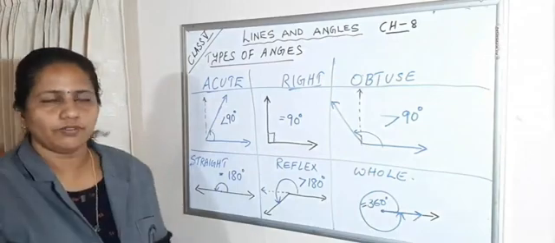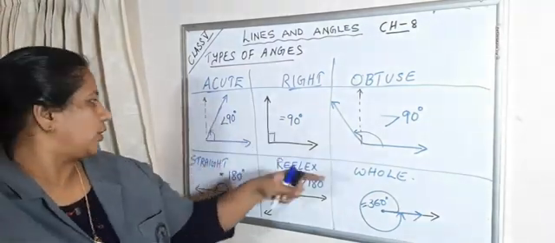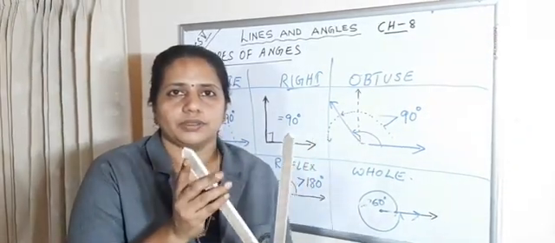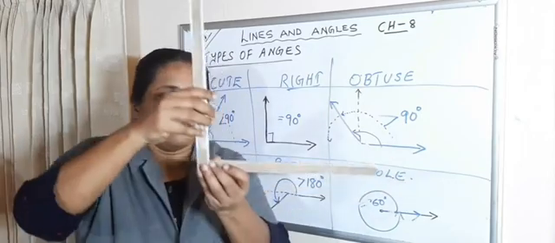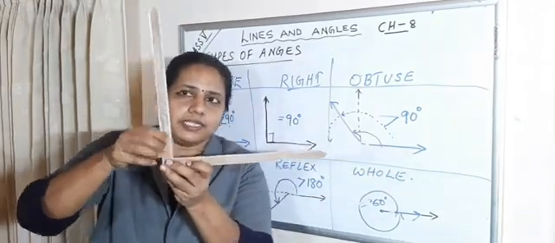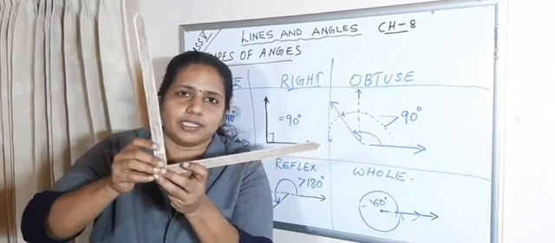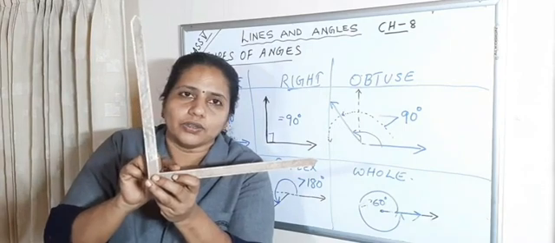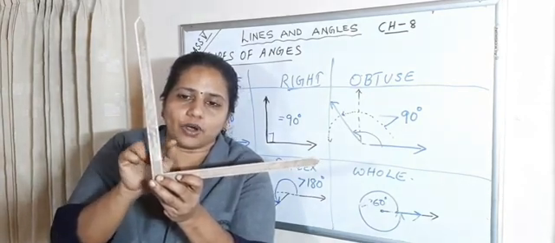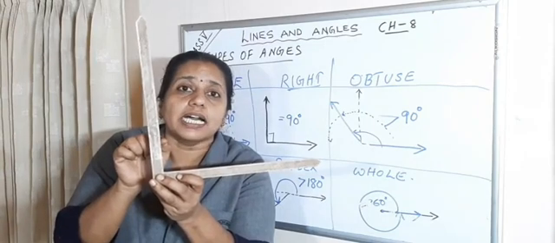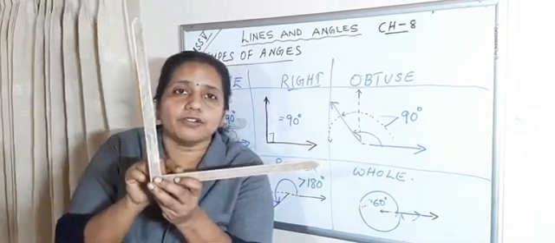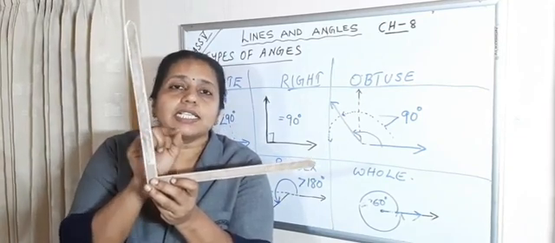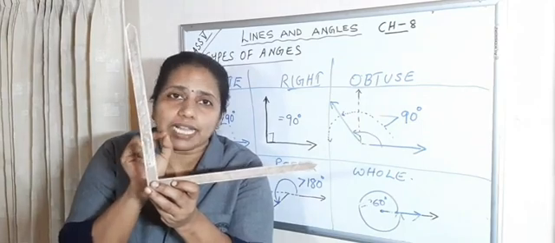Okay, next, types of angles. That is acute, right, obtuse, straight, reflex and whole angles. Now look here. Two rays are here. When I keep this in this way, straight upwards and this way, you can see an angle is formed. That angle is called a right angle, and the measurement of this angle is always 90 degrees. Degree is the measurement unit of an angle.